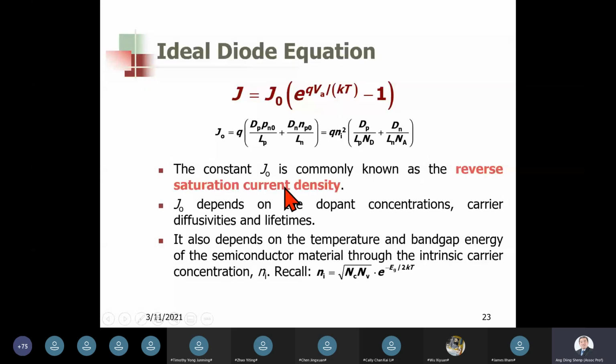Okay, so it's good to understand the physics behind the ideal diode equation, and you'll be able to appreciate why people give certain terms certain names.